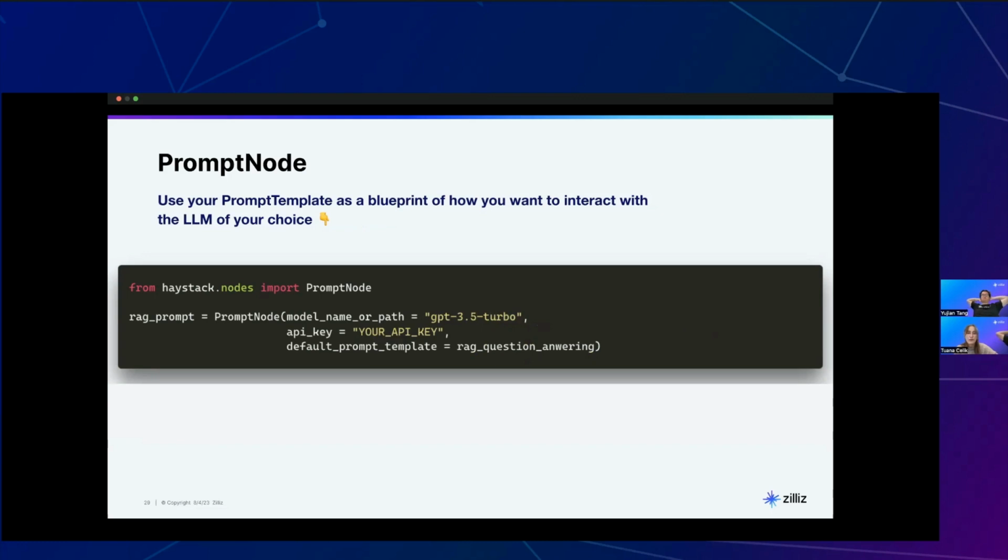The next thing you can do is use the prompt node and define the prompt template that you just created as your default prompt template. So again, this is going to be our blueprint. It's going to be the prompt node's blueprint as to how it should interact with an LLM. So here you can see that I've made the choice to use GPT-3. And actually, I made the choice to use GPT-3 because it was the same model I was using in that ChatGPT screenshots I showed you before. Obviously, you're going to need your API key. And I set my default prompt template to RAG question answering, which was the prompt template I just created.